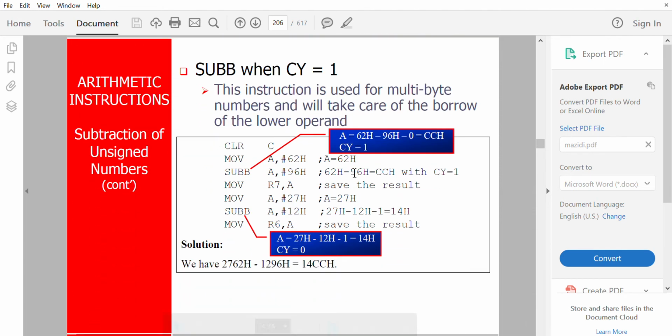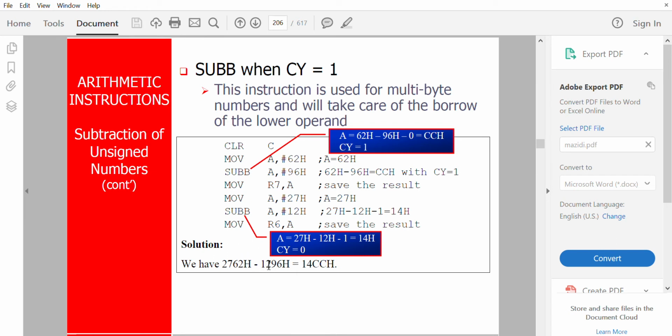If carry is equal to 1, this is normally used in cases where the numbers are big. Okay, multi-byte numbers. If you are subtracting multi-byte numbers, then you will be making use of carry equal to 1. So here the question is 2762 minus 1296, both in hex. The higher order bytes are 27 and 12, and lower order bytes are 62 and 96.